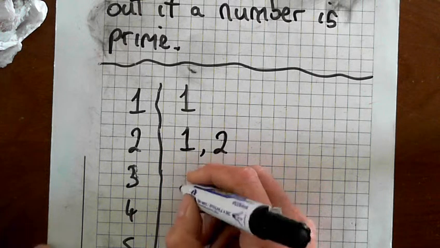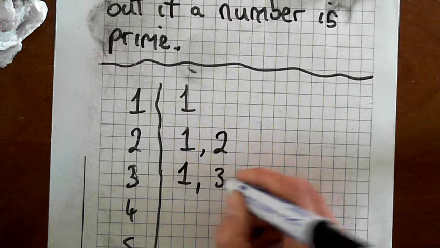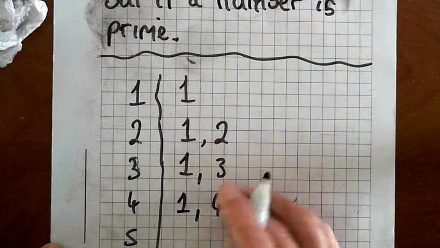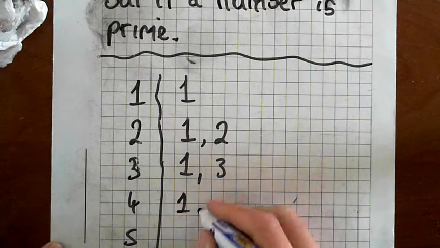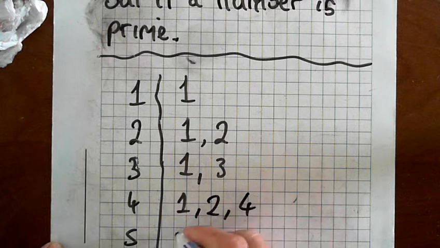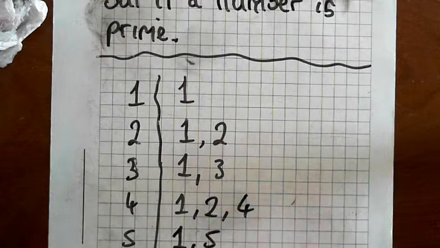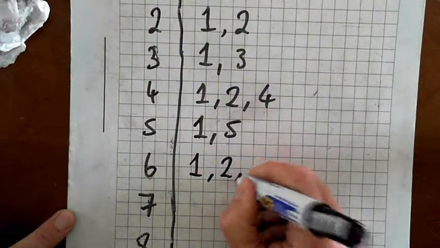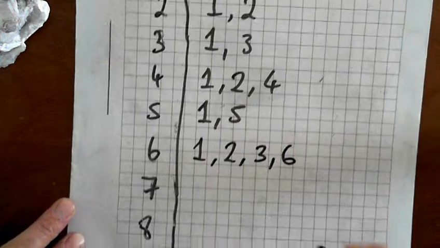Factors of 3? 1, 2, 3. Factors of 4? 1, 2, 4, yeah. Factors of 5? 1, 5. Factors of 6? 1, 2, 3, and 6.